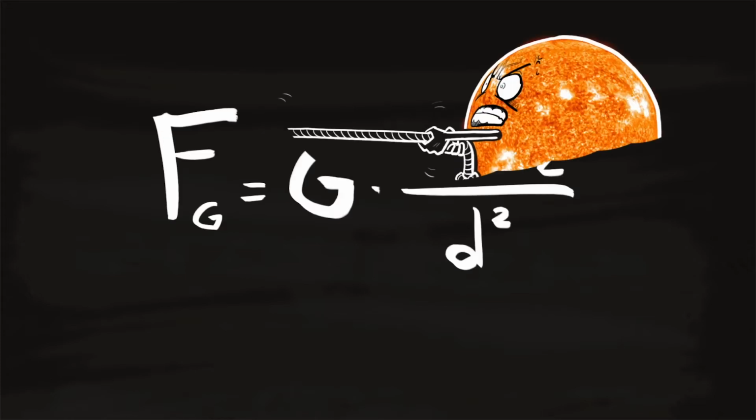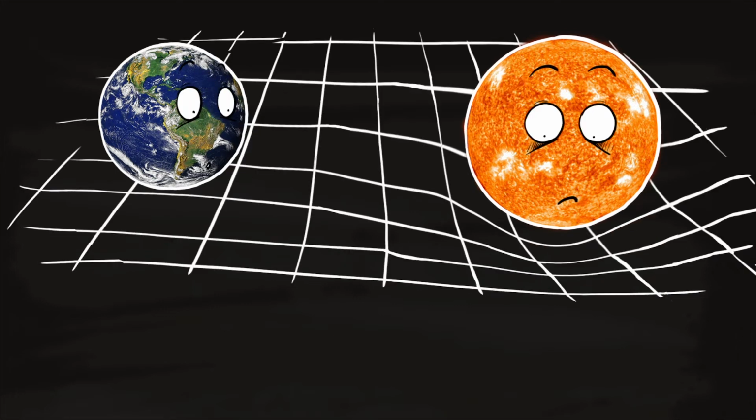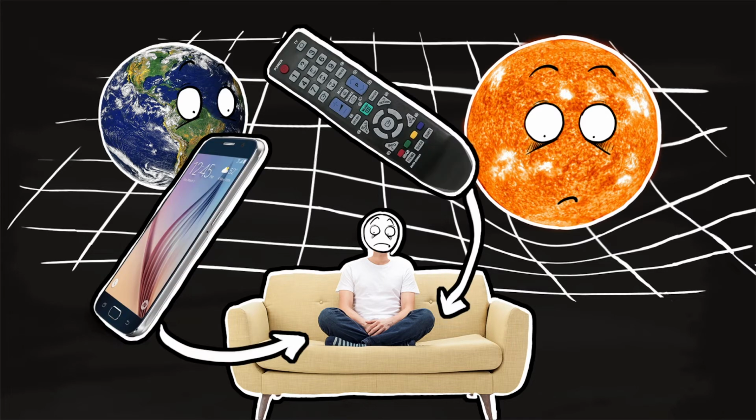Saying that bodies attract each other is not an accurate description of what's actually going on. The key idea is that any mass, be it the sun, Earth, anything, creates a deformation of space around itself. Just like when you're sitting on the couch and you create a pit everything's gonna fall into. Your smartphone, your TV remote, and your grandpa.